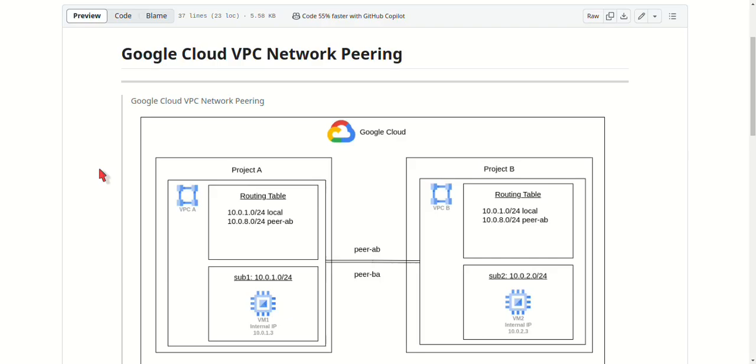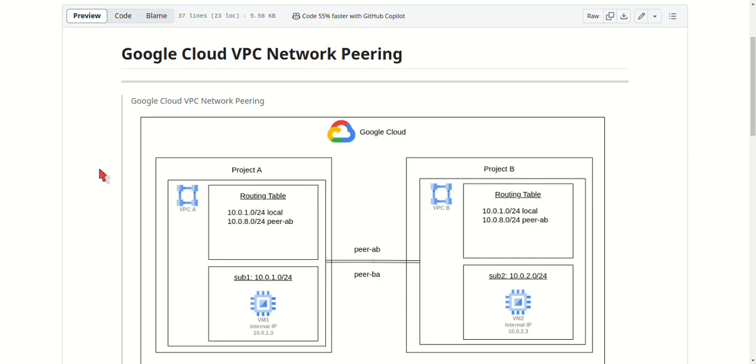Thirdly, it offers optimized network costs. Avoiding external IPs means you don't incur additional egress charges. Instead, you only pay for standard network usage, making your network operations more cost-effective.